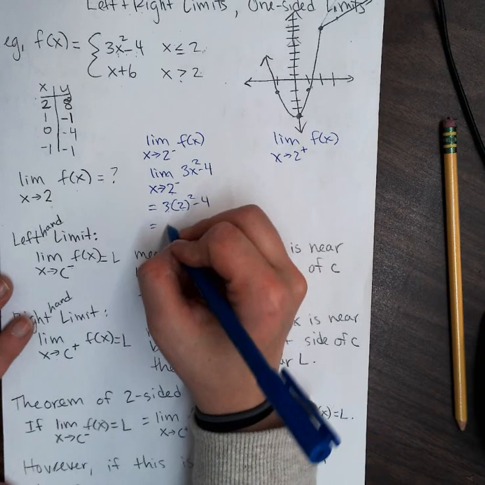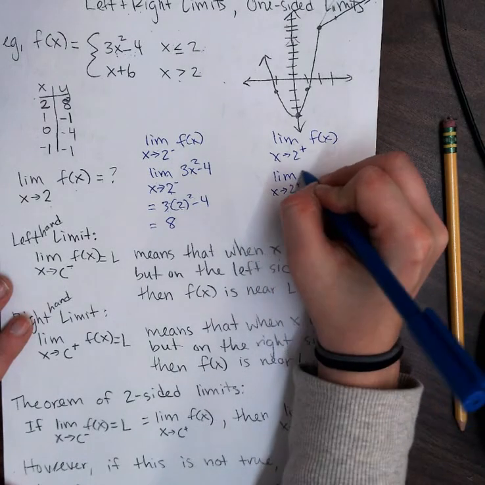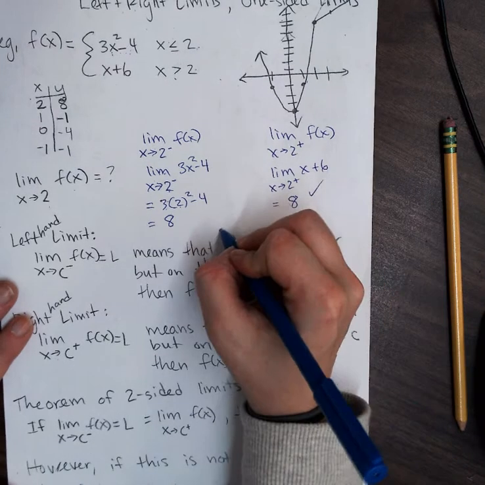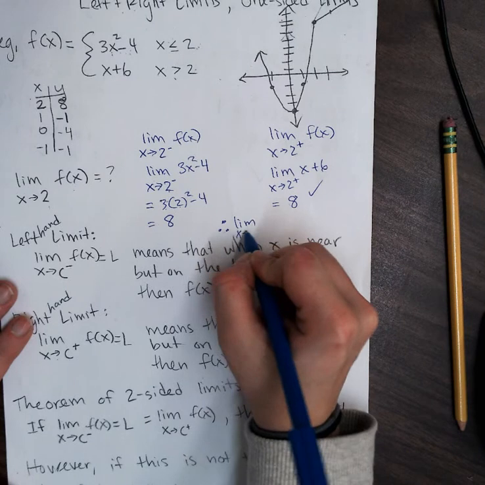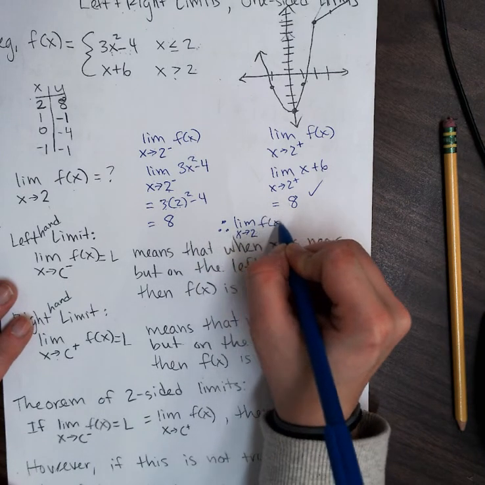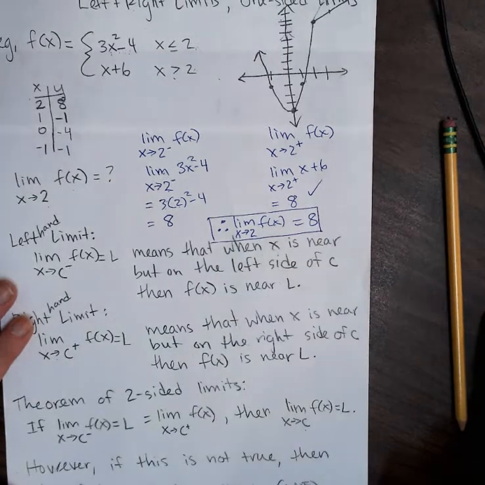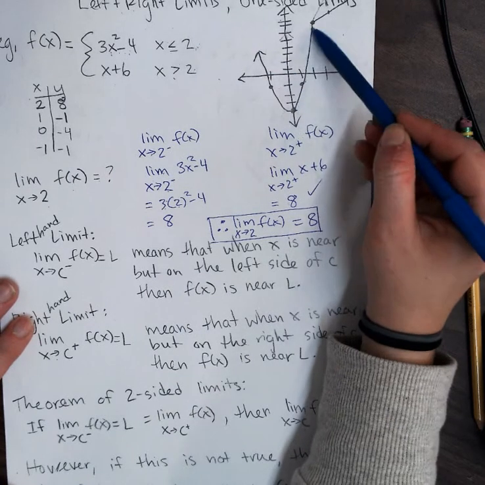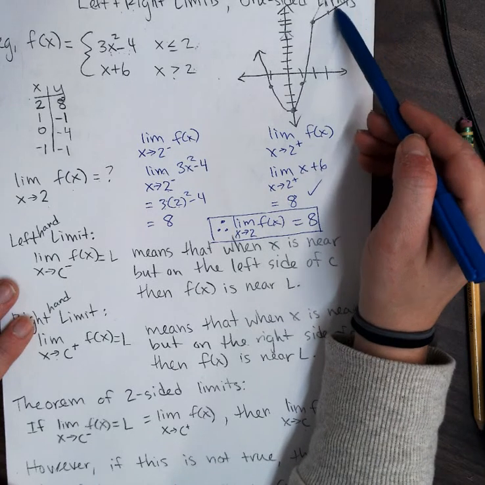which is 8. And the limit from the right-hand side of x plus 6, when we evaluate, we also get 8. So we can say that therefore, the limit as x goes to 2, not from the left or right, but as it approaches the value 2, of f of x equals 8. And we can see that on the graph. As the graph approaches 2 from the left-hand side, it approaches 8. And as we follow the linear function closer to 2, it also approaches 8.